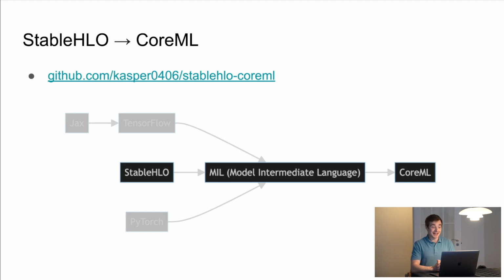So exactly what I did in this project is to scrap the TensorFlow to ML conversion and just go straight from JAX to ML, basically. And that's what this project is about. The edge here between StableHLO and ML is what is in this GitHub repository.